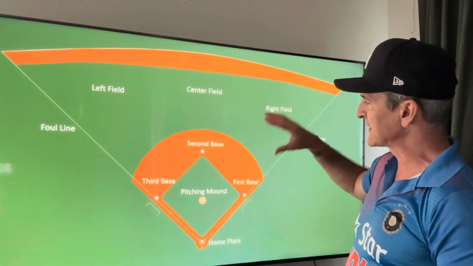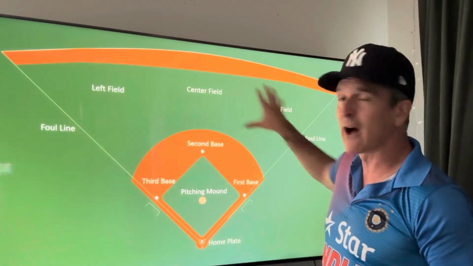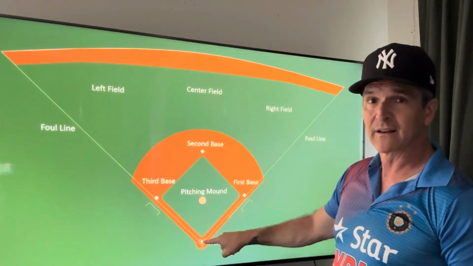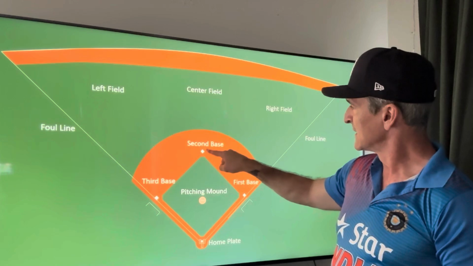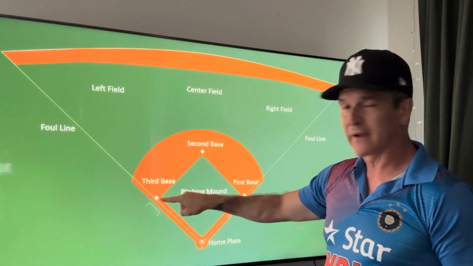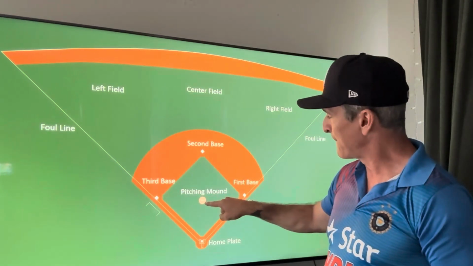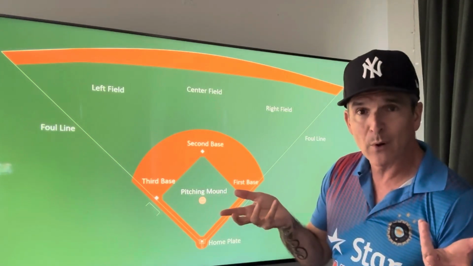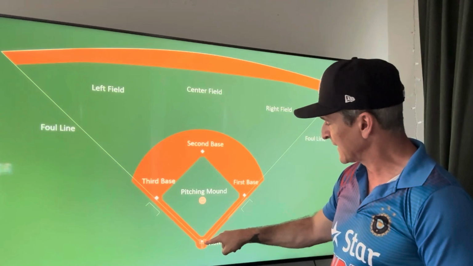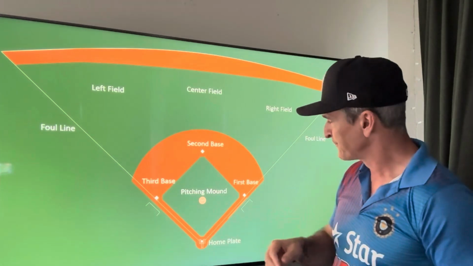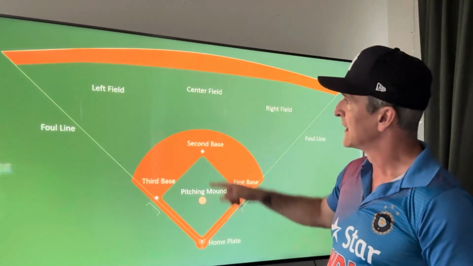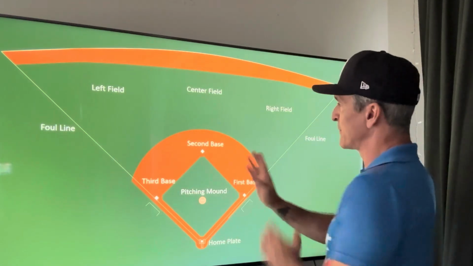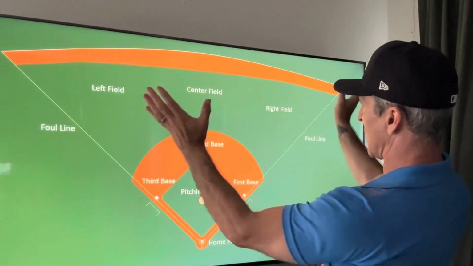The field consists of an infield and an outfield. The infield consists of home plate, first base, second base, third base, and the pitching mound. Obviously, that's where the pitcher stands, like a bowler. This is where the hitters stand. Batters. Outfield. Left field, because it's from the perspective of the batter. It's to the batter's left if you're facing the outfield.